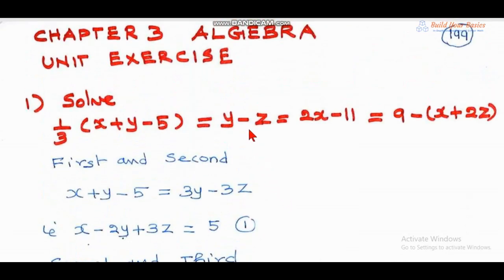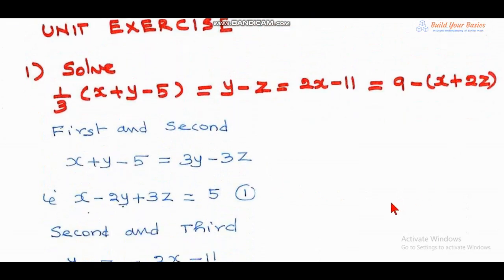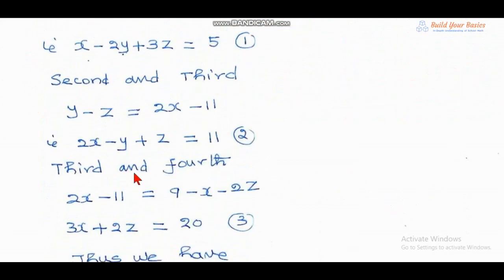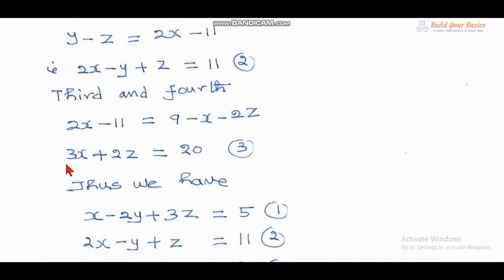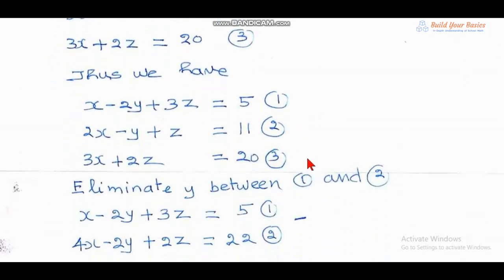You can as well take second and fourth. Now I have taken the third equation and the fourth equation. That is 2x − 11 = 9 − x − 2z. That is 3x + 2z = 29 + 11. Third equation. Thus we have three equations.